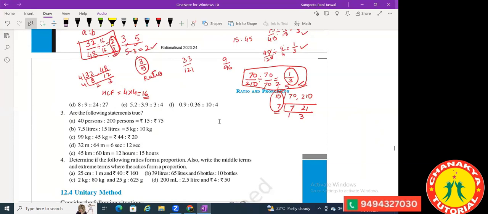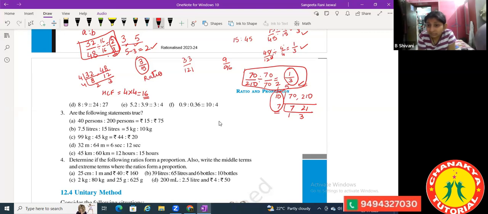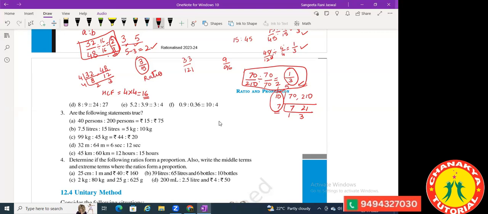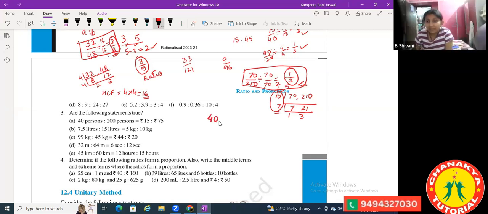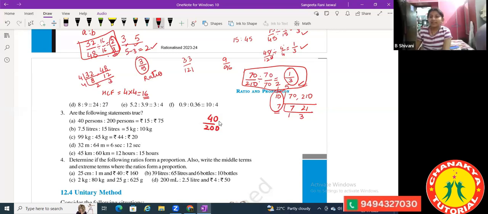Shivani, please do it in your books, everyone. Shivani, how will you do this first part? 40 persons is to 200 persons. What is the ratio? Ma'am? 40 persons is to 200 persons. What is the ratio? Once I'll do it in my notebook and I'll see. Yes, do.